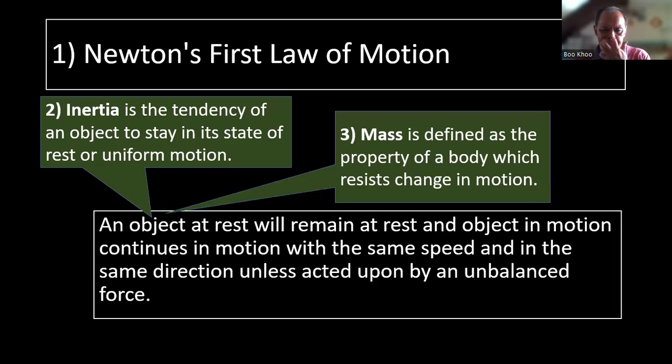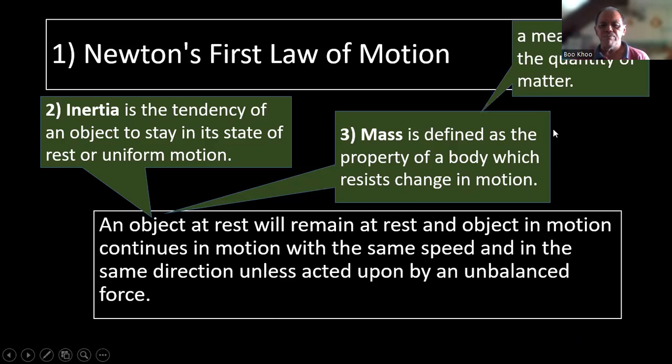So we measure this inertia by mass, which is defined as the property of a body which resists change in motion. Greater mass, it gives greater resistance to motion. So that's why we define it as a property of a body which resists change in motion. In lower form, easier for you to understand, mass is a measure of the quantity of matter.